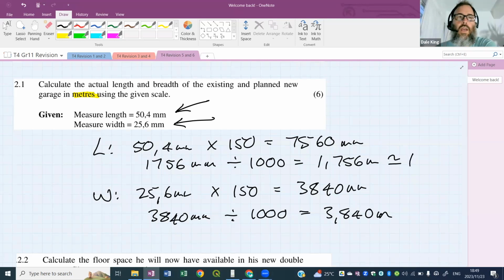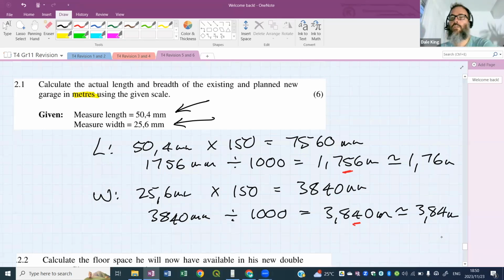One, we're looking at this 5. Will it change? Will the number behind it make a change? Yes, sir, it will. So it's going to be 1,76 meters. All right, and then the bottom one is going to be 3,8. Will the 4 change? No, that 0 behind it won't make a change. So there we go, 3,84.